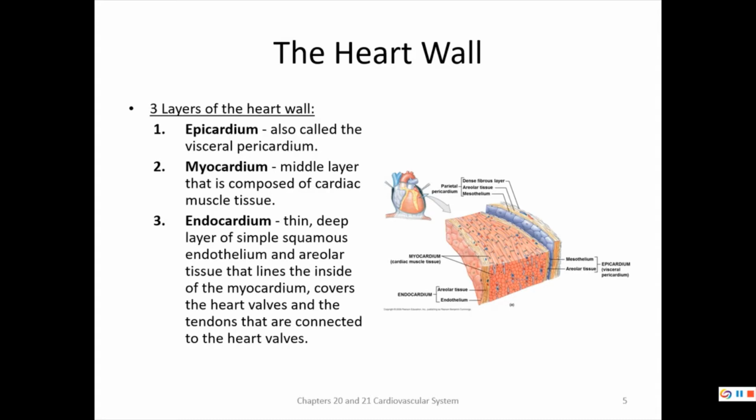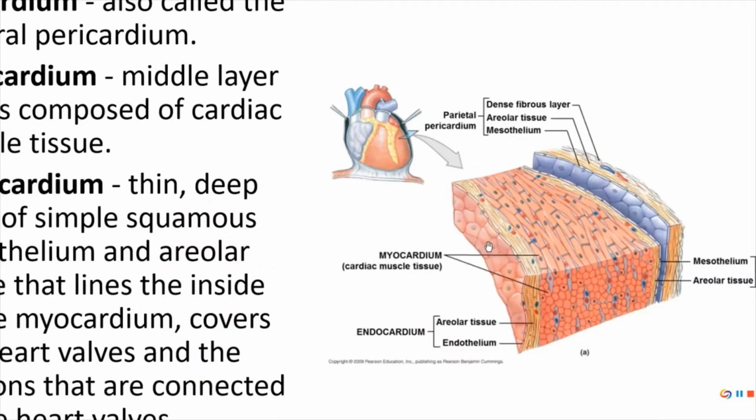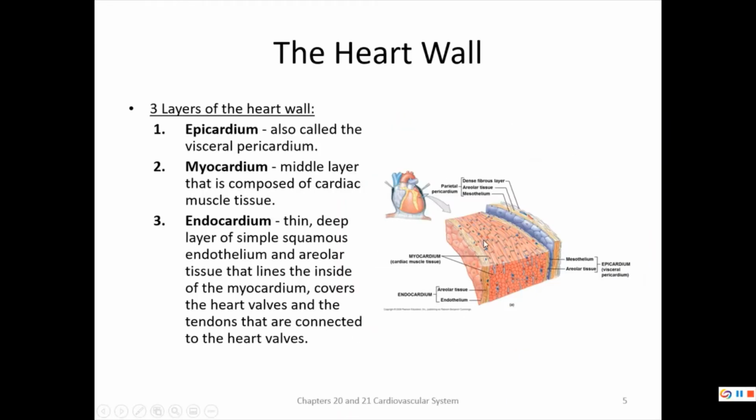Now, a thin, deep layer of simple squamous epithelium, which we call an endothelium. Now, endothelium is lining the inside of things like the heart or blood vessels, okay? So there is a difference between mesothelium and endothelium. Though it is the same tissue, where it is found is different, okay?